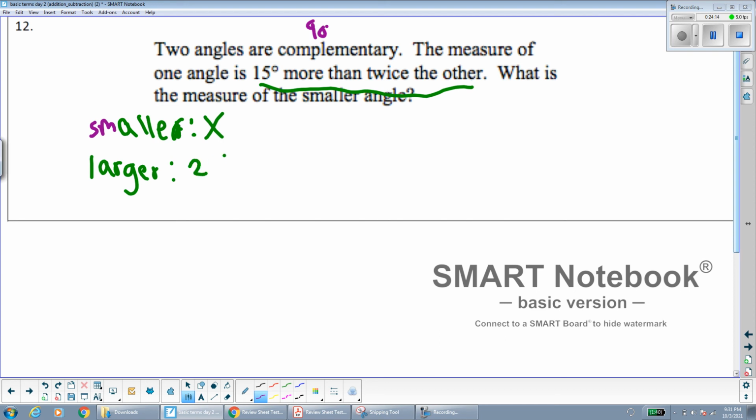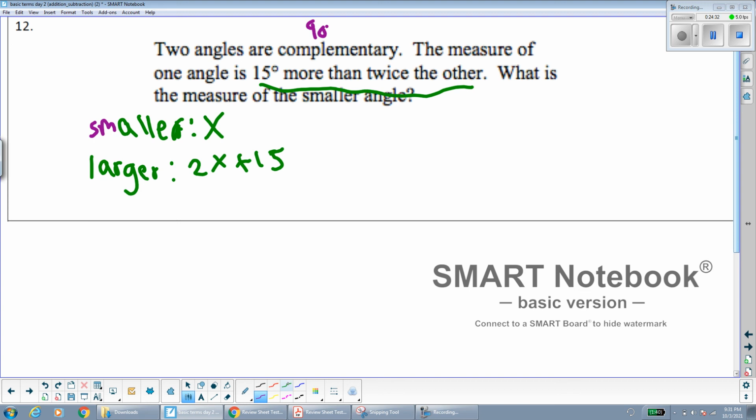So we're going to be multiplying that x by 2. That's twice the smaller angle. And adding 15. That's 15 more than twice the smaller angle. Wonderful. These word problems are a bit tricky. We just have to figure out what the question is saying and use that to represent our angles.